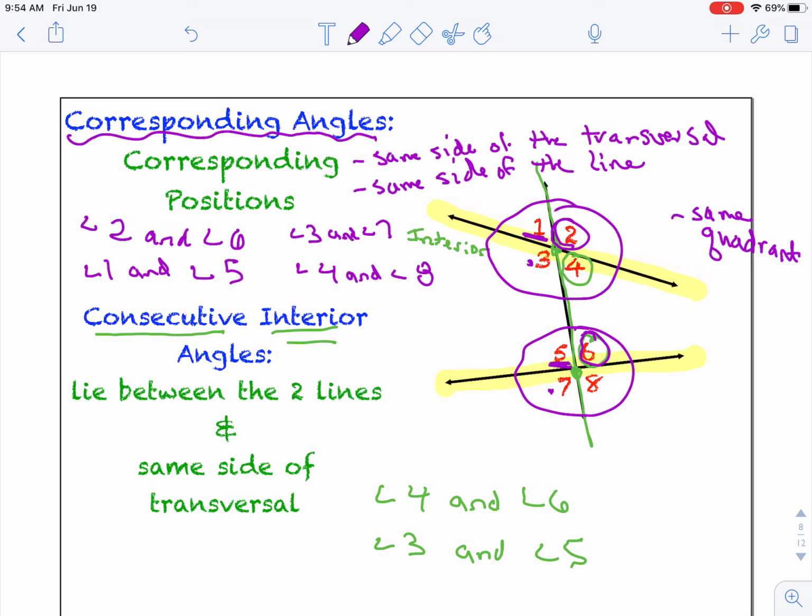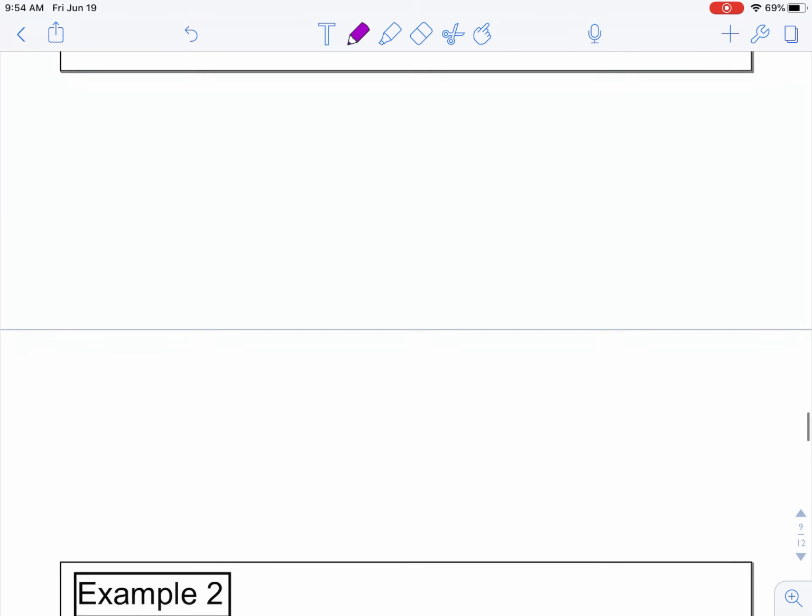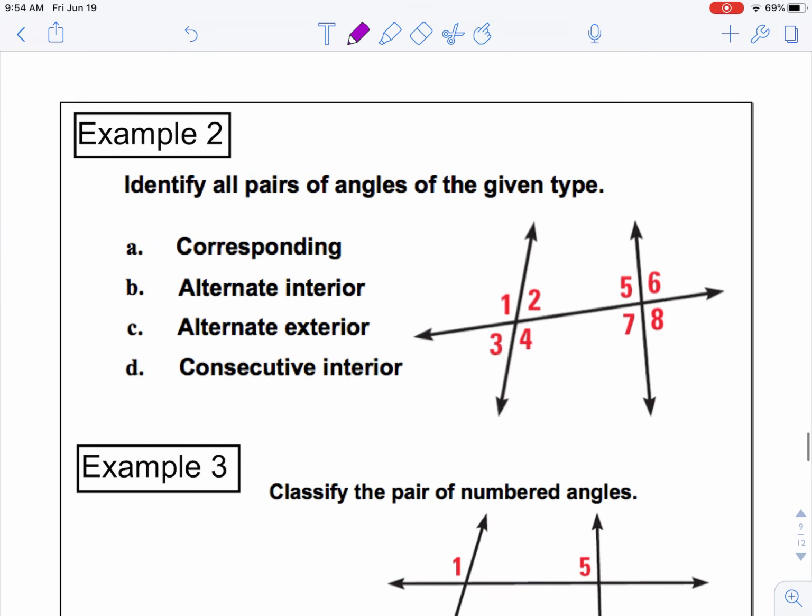So these have names, okay? And you're going to need to know the difference between those names. We are going to use these names quite often over the entire course. So let's see if we can identify all the pairs of angles of the given type. Let's do the corresponding first, because that's the one we just talked about.